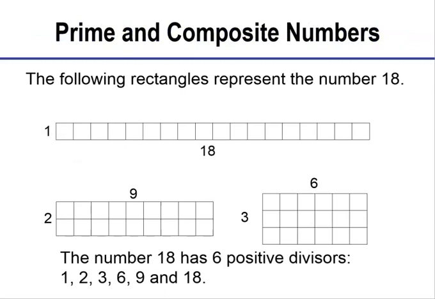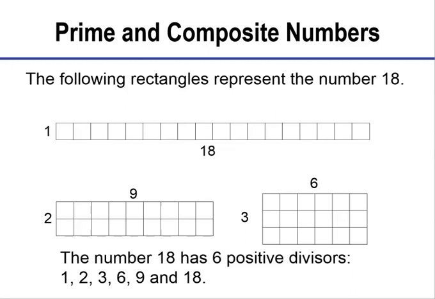So let's start off talking about an example. Visually, the following rectangles represent the number 18. Think about 18 and how many ways you can express that as a product of factors. We know we have 1 times 18, the number 1 times the number itself, and that can be represented with one row with 18 blocks.